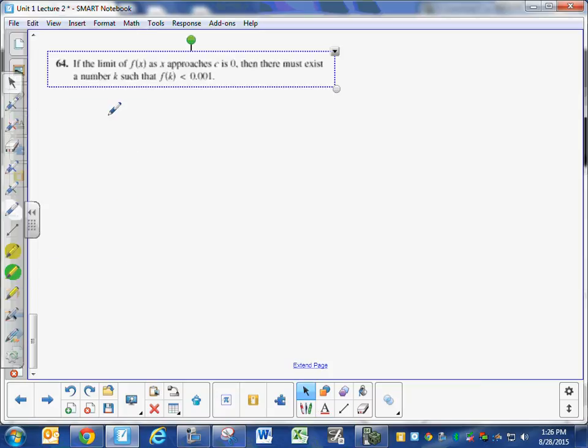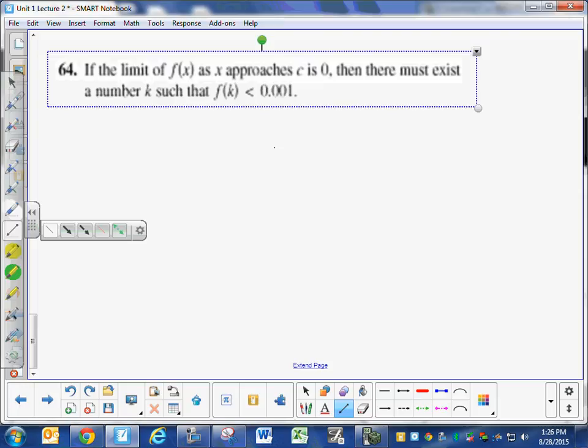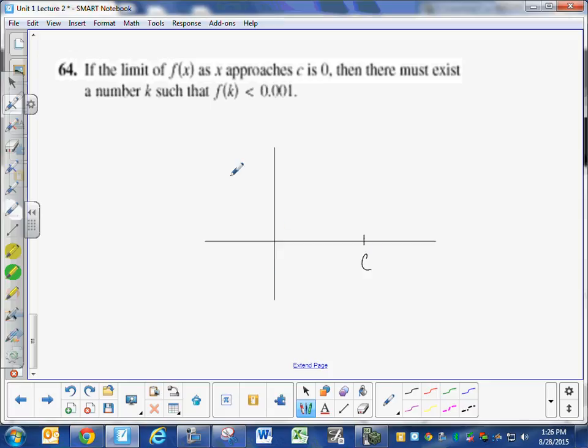I'm going to use a graph to help us understand this. So we're saying we know that the limit as x approaches c is 0. So I don't know what the graph looks like. All I know is that as we get closer to c, our function to the left and to the right will be approaching 0. I don't know what's going on at c, so I'm not going to put anything at c. Could be an open circle, could be a closed circle.